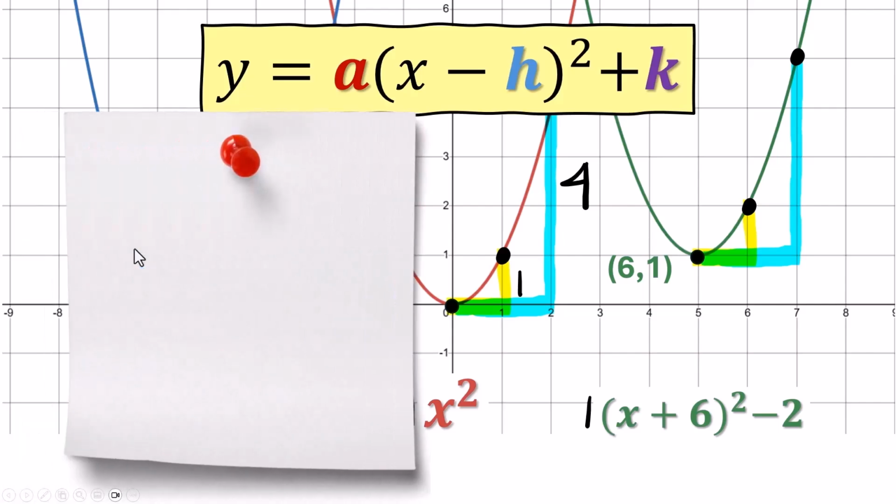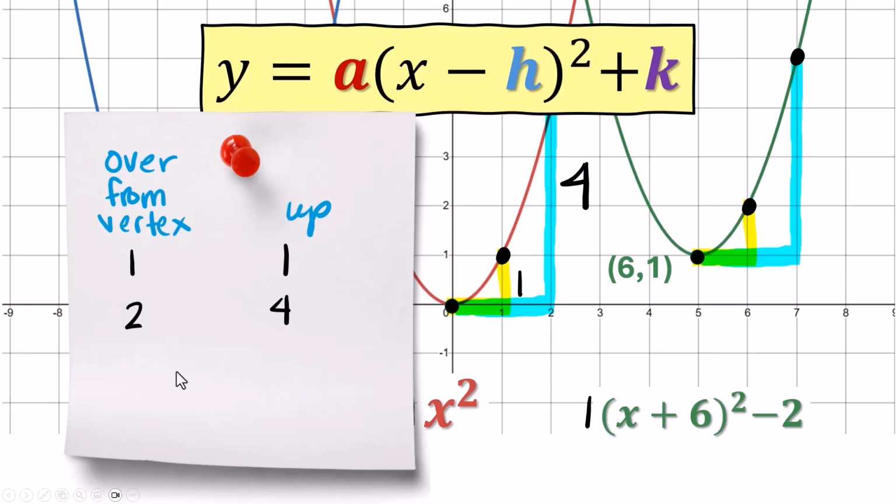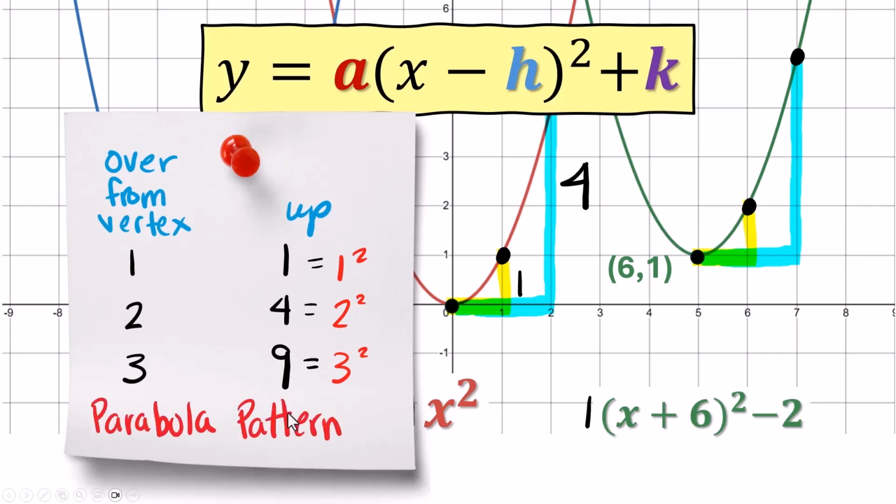So what's going on here? If you move over from the vertex 1, we ended up going up 1. If we went over 2 units, we ended up going up 4. My graph is too small here, but if I go 3, I think I'd be going up 9. You see the pattern? 1 is the same thing as 1 squared. 2 is going up 4, which is 2 squared, and 9 is 3 squared. I call this the parabola pattern. It's just how these parabolas move. You go over 1 unit, you square that unit and go up that many boxes, and it doesn't matter where the vertex is or where you start.